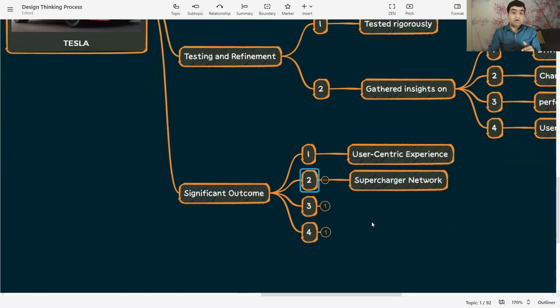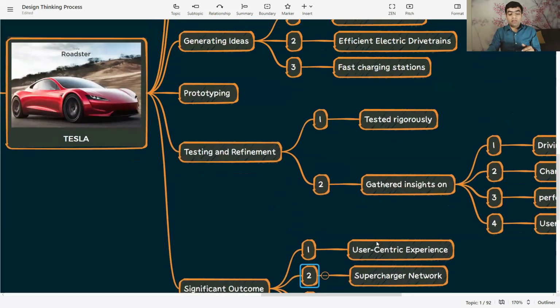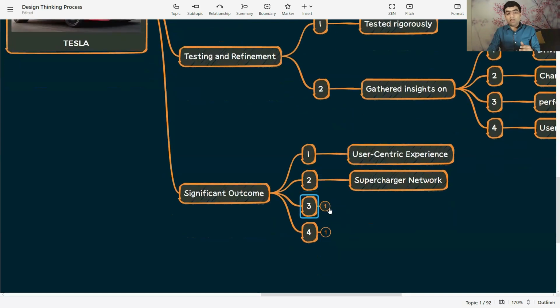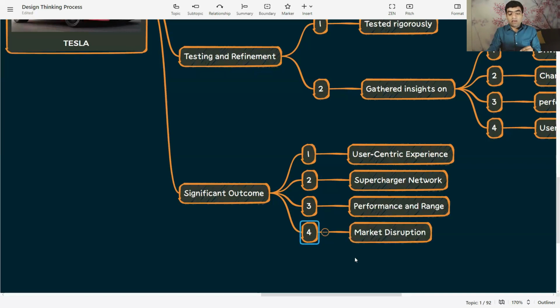Then the supercharger network. They invented the concept of a supercharger network. They invested in charging station infrastructure in foreign countries, and now you can see in foreign countries there are almost all EVs, electric vehicles, because Tesla invested in building the infrastructure, because they had conducted the market survey, right? And they received the insight from the customer. Then they improved the performance and range, and they completely disrupted the market.